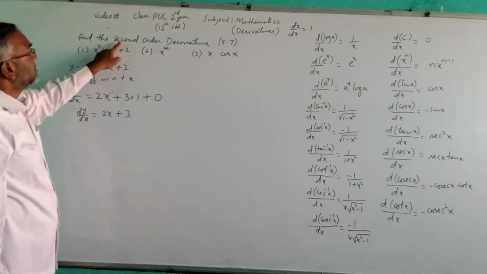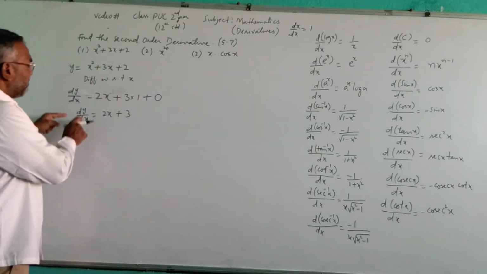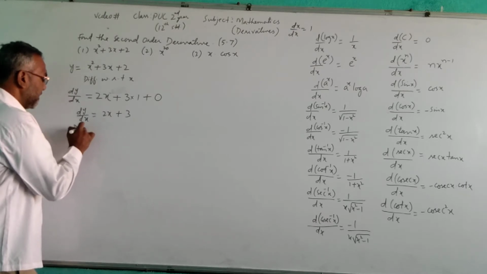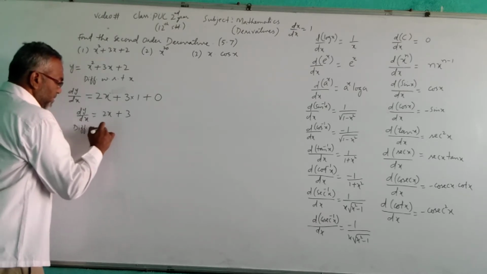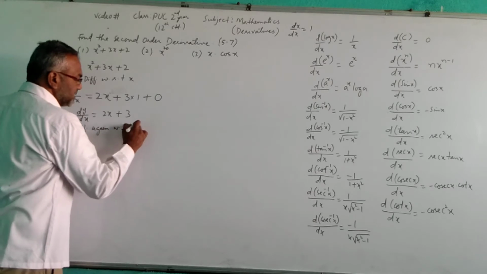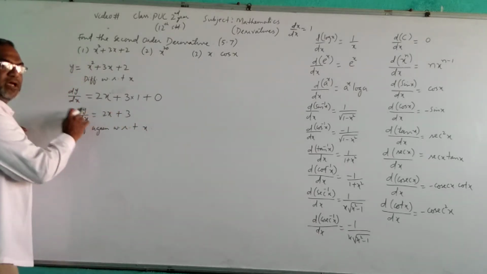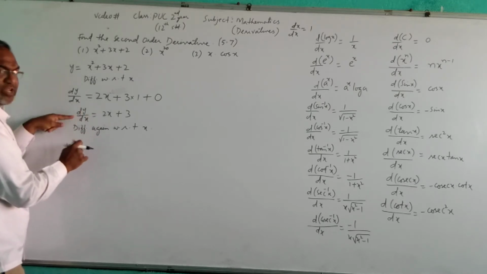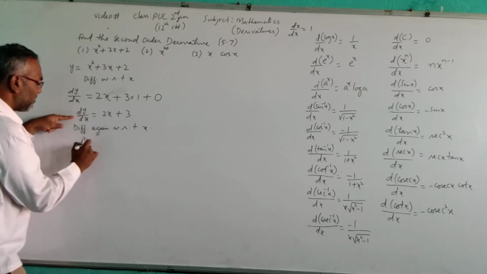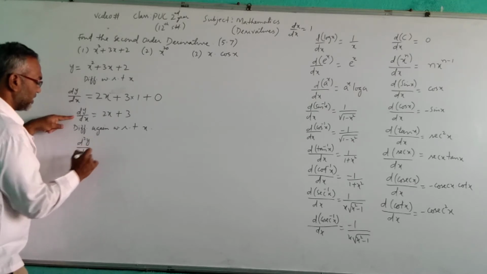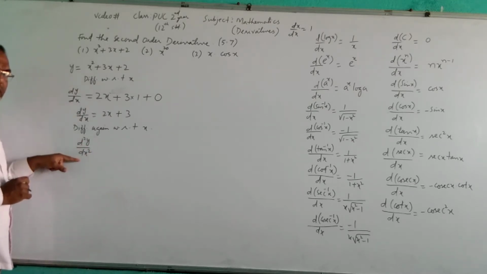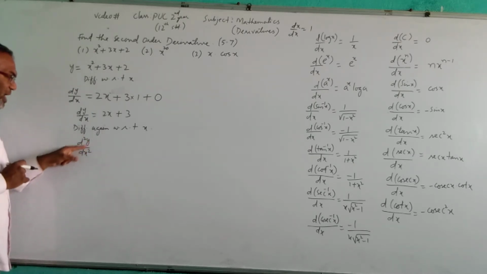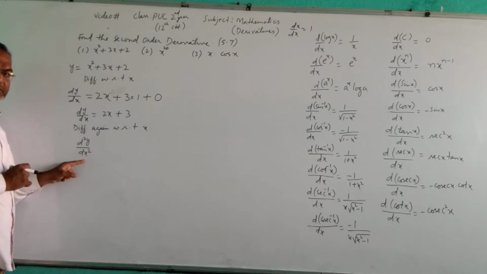We have to find the second order derivative. It means we have to differentiate this once again with respect to x. So dy by dx, when we differentiate again with respect to x, becomes d square y by dx square. Some people read it as d2y by dx square or d square y by dx square.